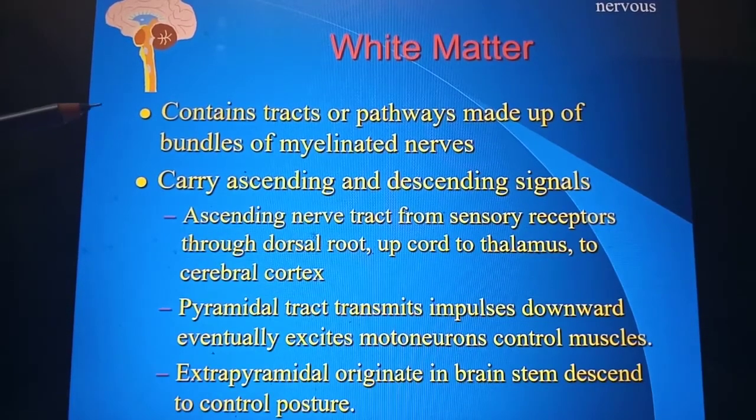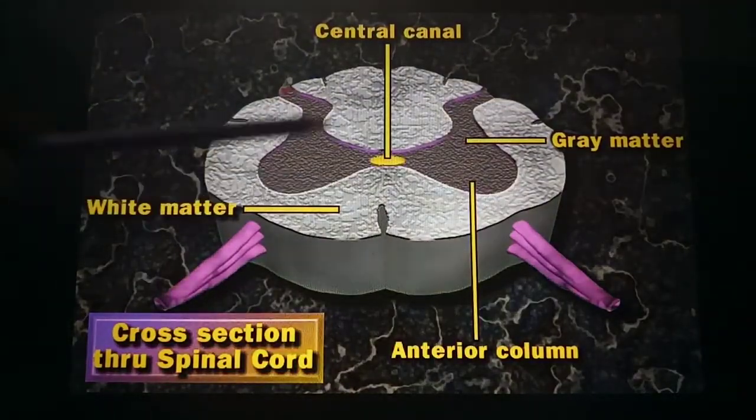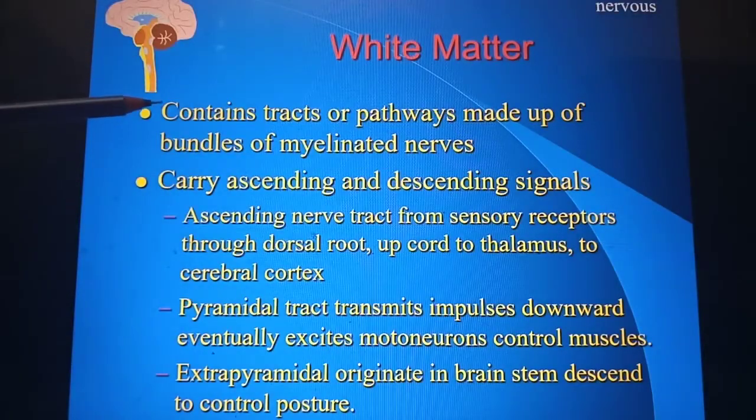So white matter, this part, contains tracts or pathways made up of myelinated nerves. These pathways go up to the brain. There are several pathways. Some are called ascending pathways, some are descending pathways. As the name indicates, ascending pathways means they go up from the periphery.